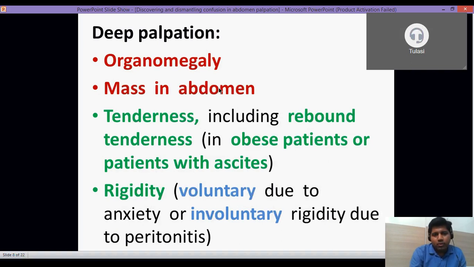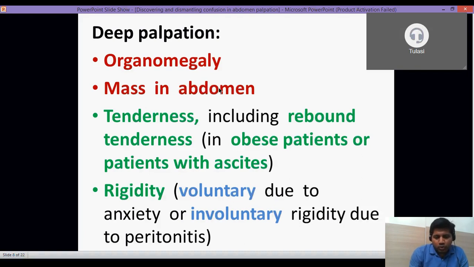But some authors also use mass in the abdomen to include both organomegaly, meaning enlarged organs, and also an abnormal mass. And the next thing is the tenderness.